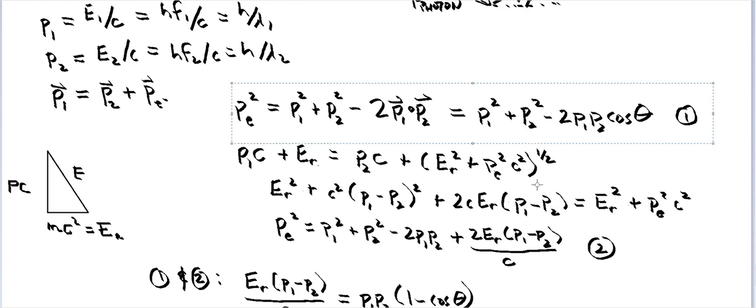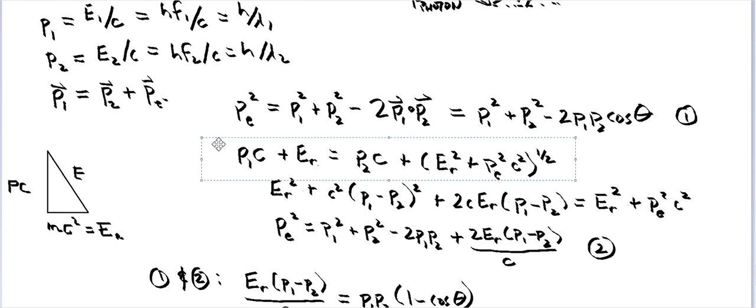This is our statement of conservation of momentum. This is our statement of conservation of energy. We can square, well, actually, first let's bring this to this side. Bring P2C over to the left side, so that we get C times quantity P1 minus P2. And now let's square both sides. So we'll get an ER squared term. We'll get C squared times quantity P1 minus P2 quantity squared term.